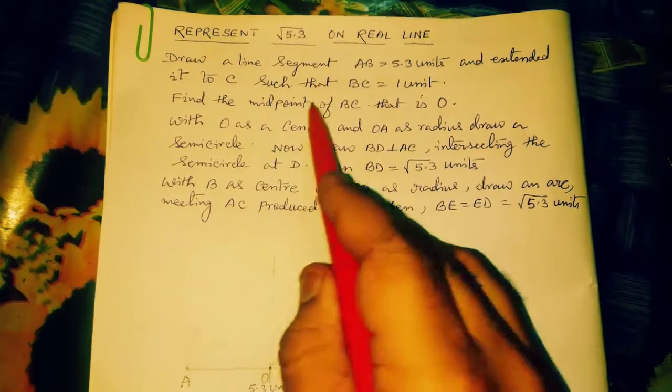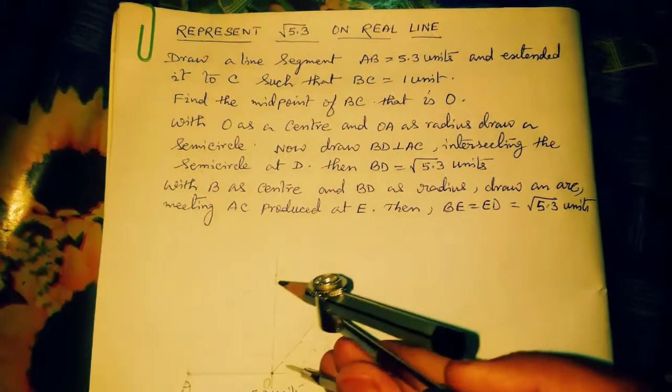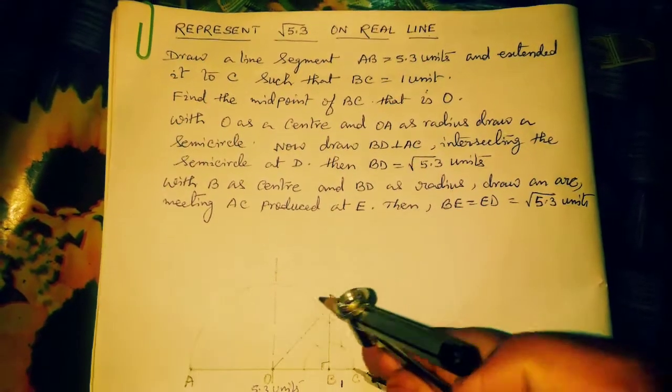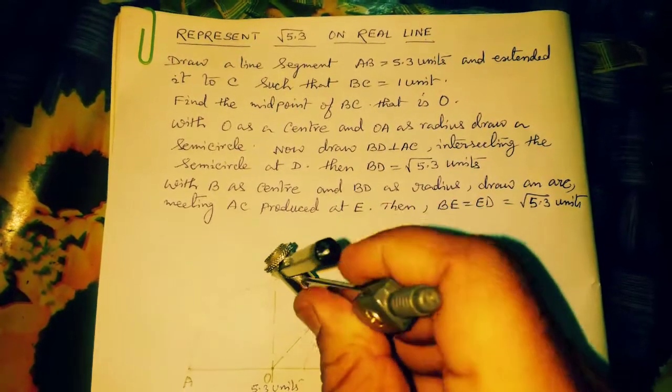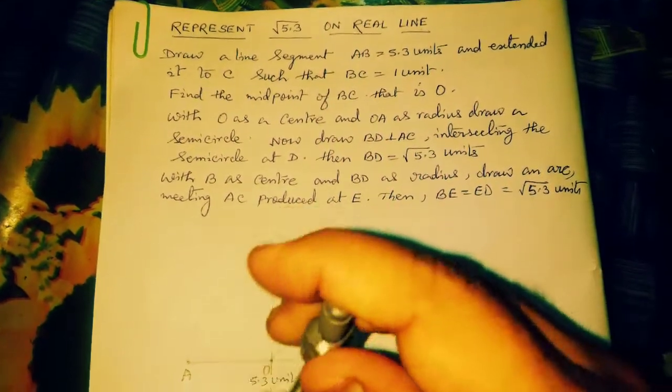And find the midpoint of BC. So how will you find the midpoint of AC? First of all, from A and C, we'll draw the bisector of the side AC. Okay, from here we'll take any arc, and cut here and down also.